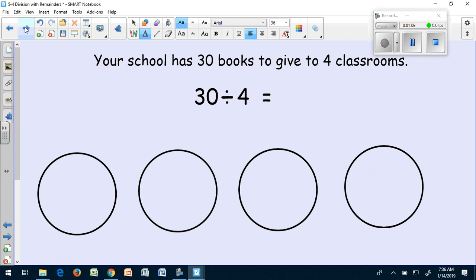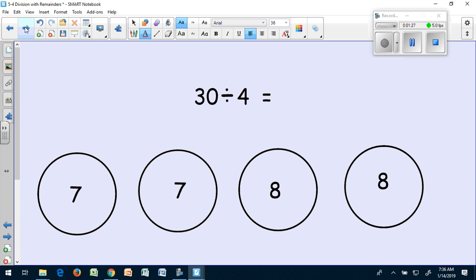And I know that 7 times 4 equals 28, so that's perfect. But what if your school had 30 books to give to 4 classrooms? We want to make sure that every classroom gets an equal number of books. If I give every classroom 7 books, I know that's not going to work because that gives me 28 books, because 7 times 4 equals 28. But then if I gave 2 classrooms 8 books and 2 classrooms 7 books, that wouldn't be fair. And it's not division because I'm not having 4 equal groups anymore. So 8 and 7 don't work.